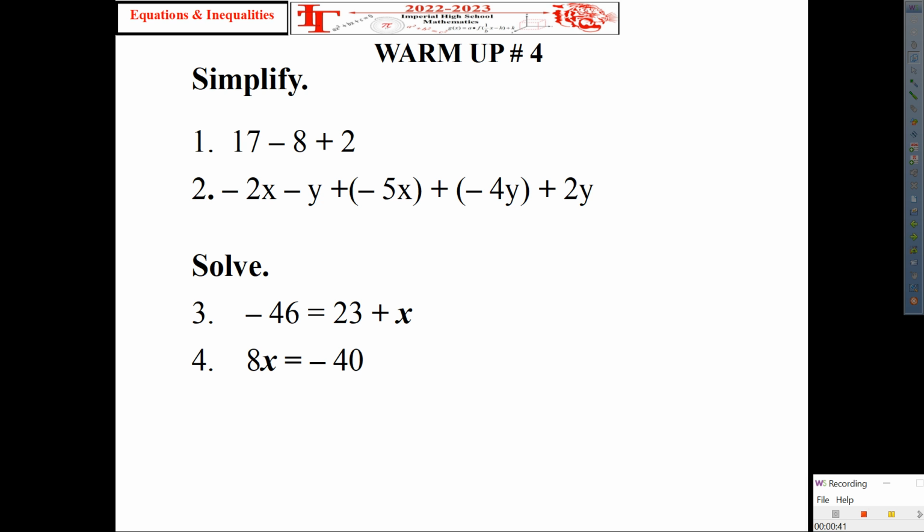So let's see how you do with a warm-up. We got numbers 1 and 2 simplifying and numbers 3 and 4 to solve. So I'll give you some time for that. Let's stay with it, please. And I'm going to take attendance really quick, so just raise your hand to let me know where you're at, okay? All right, just copy that.